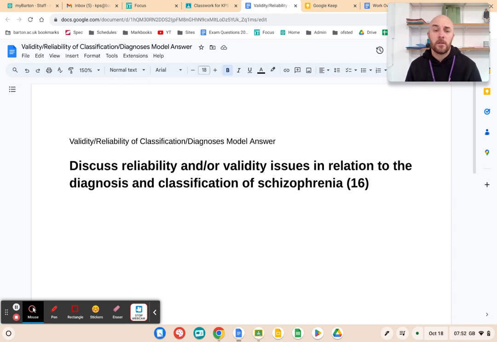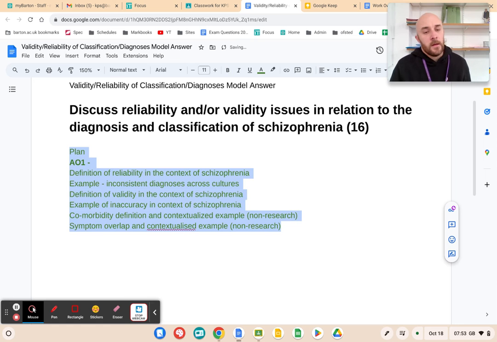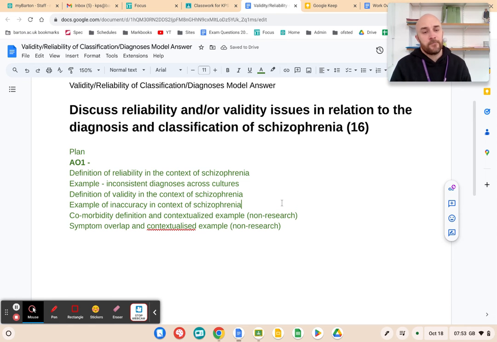You can talk about the reliability of diagnosis or classification. You can talk about the validity of diagnosis or classification. You can talk about culture bias, gender bias, comorbidity, and it's all about knowing what goes in the AO1 and what goes in the AO3. So handily, what I have done is I've outlined what should go in your AO1 and what should go in your AO3 in a plan right here. So for your AO1, let's have a look. This is really what you should be looking at.